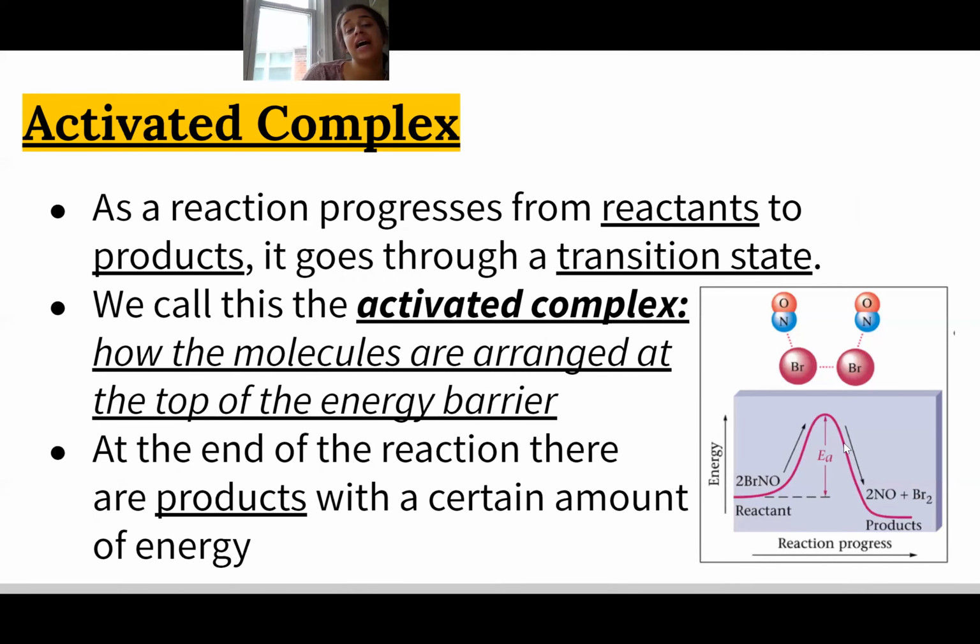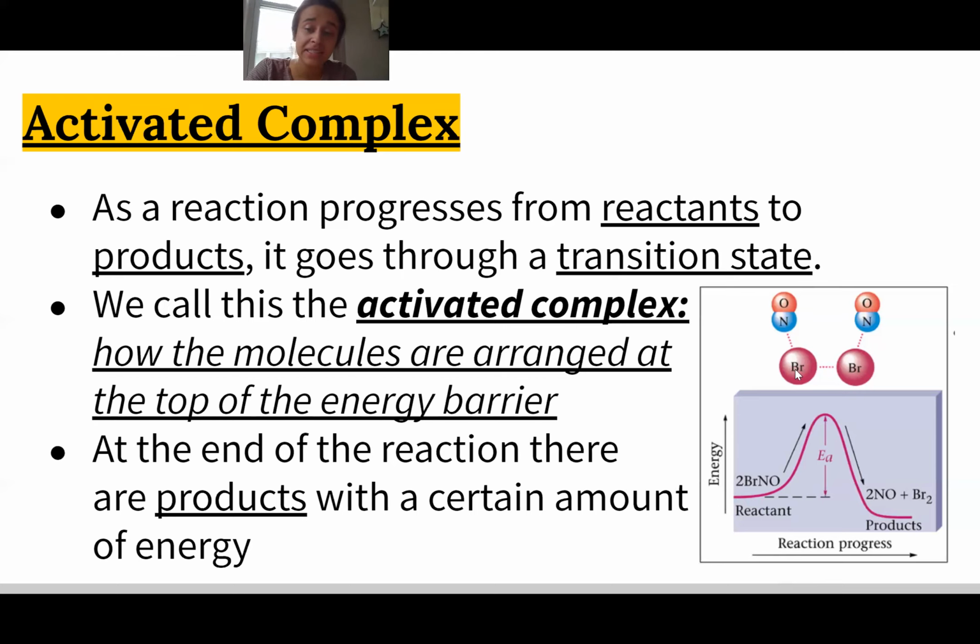So the activated complex. As a reaction progresses from the reactants to the products, which is the definition of a reaction, it goes through a transition state. We call this an activated complex, and this is how the molecules are arranged at the top of the energy barrier. So the transition state is this little bump here. Before our reactants form the products, they form that little complex that I showed you a couple slides ago, where they're all connected to each other like this.